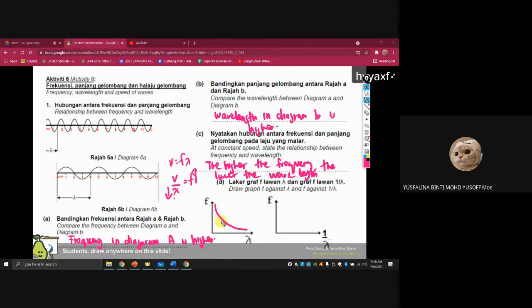And for f against 1 over lambda, if you change the axis to 1 over lambda, it will become directly proportional. This one we already learned in chapter 1. Very good. So we move on to the next question.